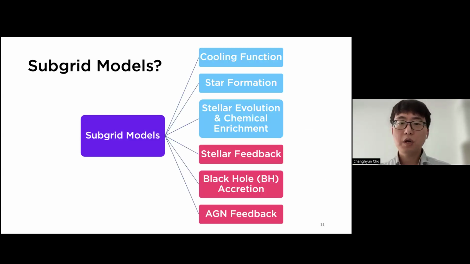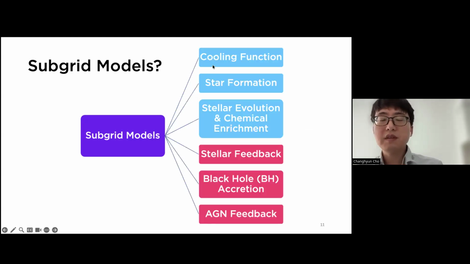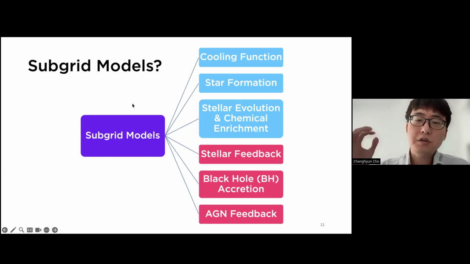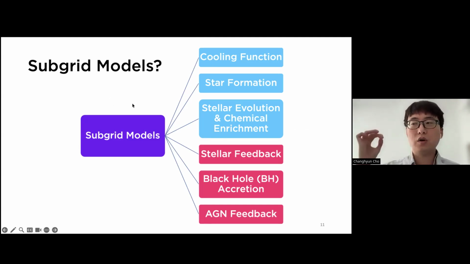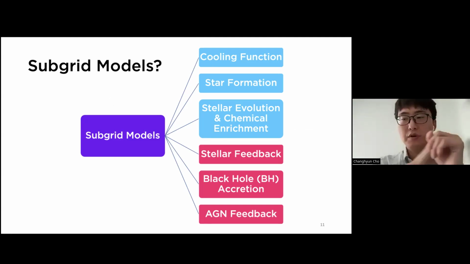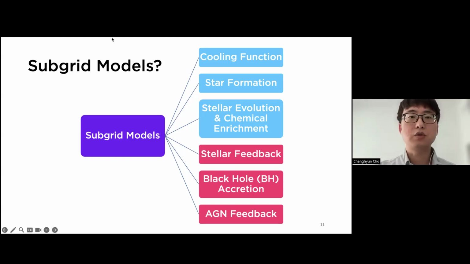For subgrid models, there are lots of physics implemented, like the cooling function, the star formation scheme, how a star distributes metallicity through the environment, the stellar feedback, which is supernovae, and the black hole accretion and black hole feedback. Those are things we cannot resolve correctly, so that's why we put them in as subgrid models.